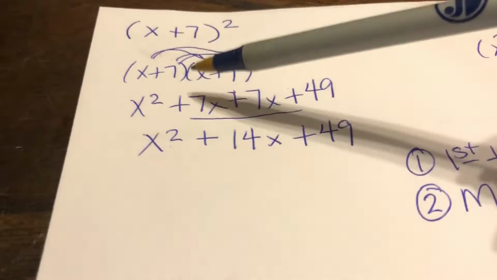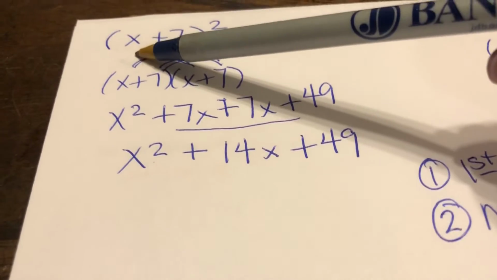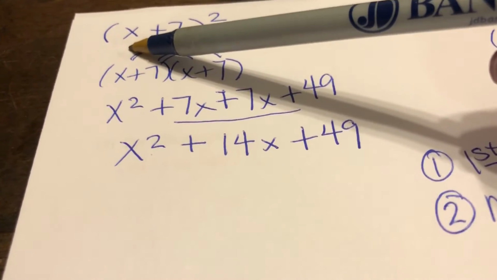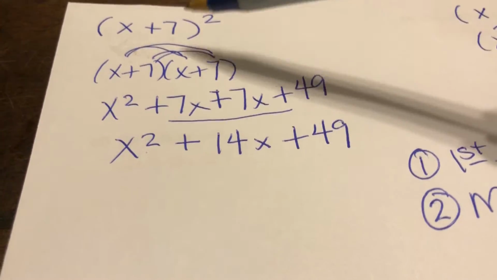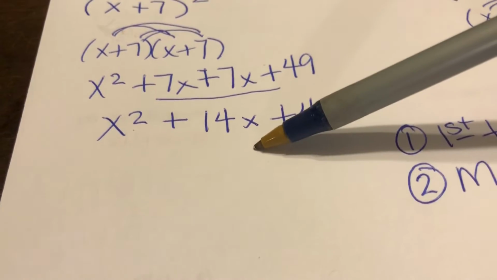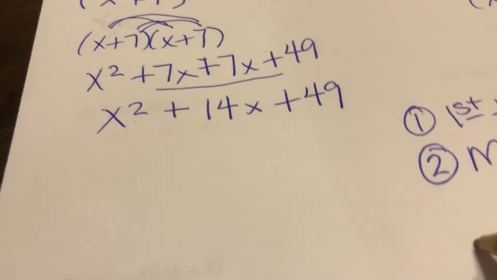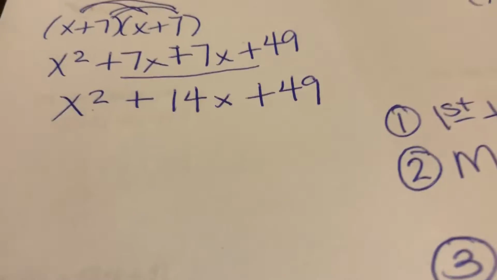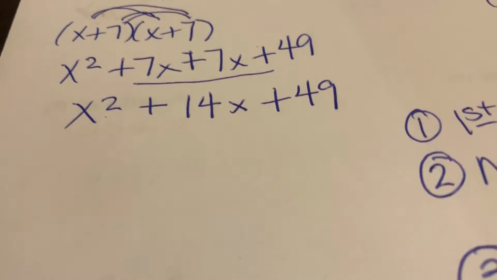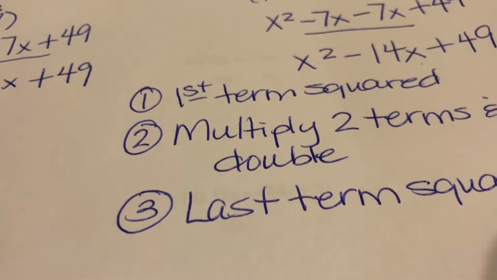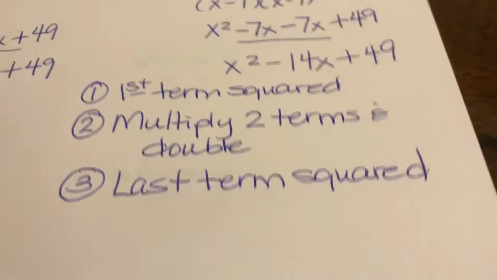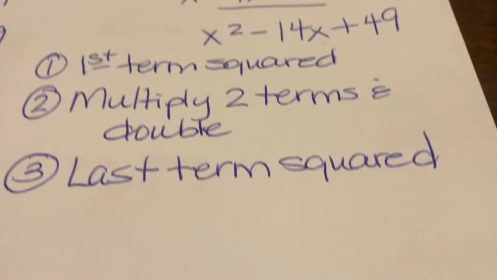The same thing over here. X squared, the first term squared, then positive 7 times x would give us positive 7x, and then doubled would be 14x. And then on that last term, it's going to be the last term squared. And like I said, you can use the shortcut. You don't have to use the shortcut. It's there if you want to use it, but you don't have to.